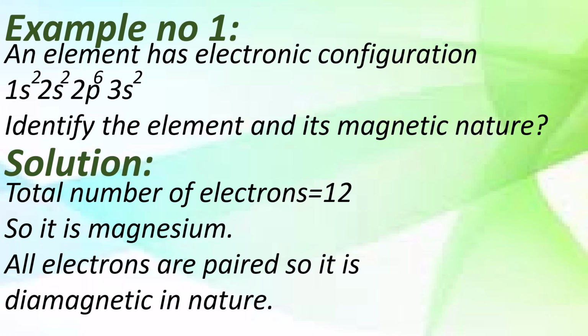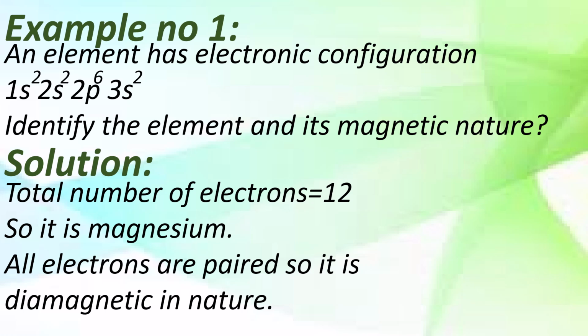Magnesium is an alkaline earth metal because in the electronic configuration, s orbital can occupy 2 electrons, p orbital can occupy 6 electrons. All electrons are paired, so it is diamagnetic in nature.